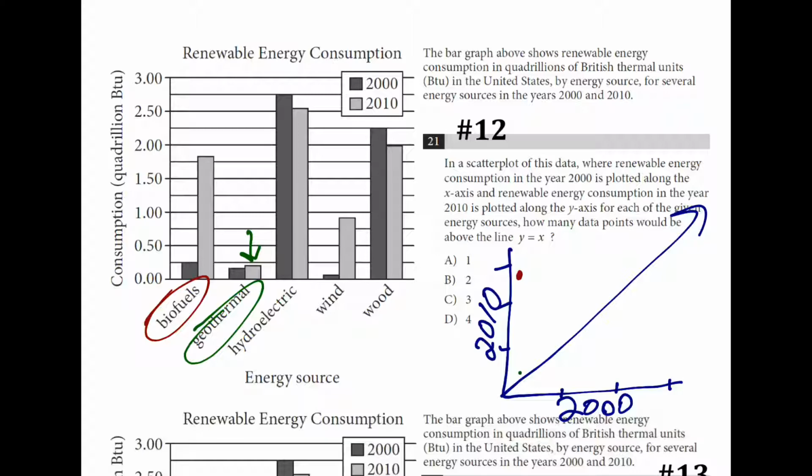And notice that for hydroelectric, the 2000 is actually taller. So the 2.75 is going to be larger than the 2.5 of the 2010 and will be below that axis. And we see here this one is also below, so we are only looking at these three. C is the best choice.